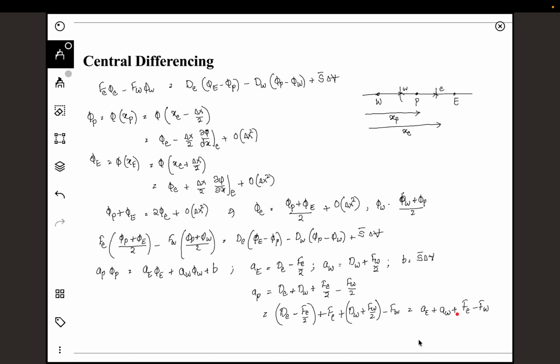So this is basically the net mass flux that is leaving from the cell P, and A east and A west are whatever we have before. So AP can be written as sigma A of the coefficient of all the neighboring points, plus we also have a sigma F, where sigma F is the net flux that is leaving from the particular cell. So this is for the central differential scheme.